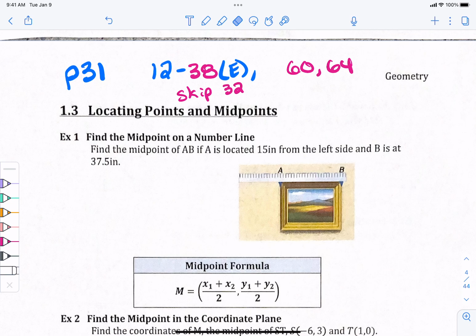I have no idea. 1-3, here's the homework assignment for that. It is a little bit changed from what was on the board yesterday. But anyway, skip 32 and then do those guys on page 31.